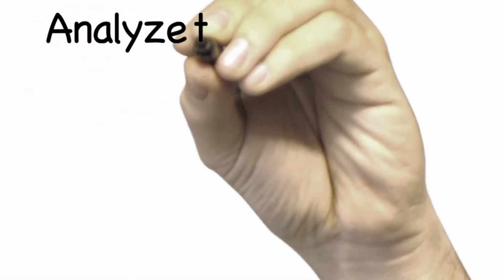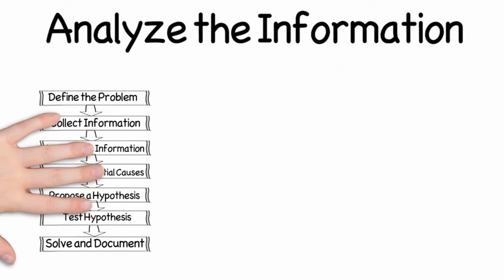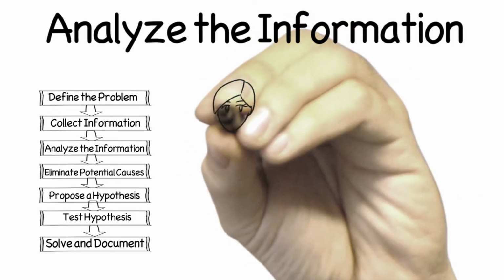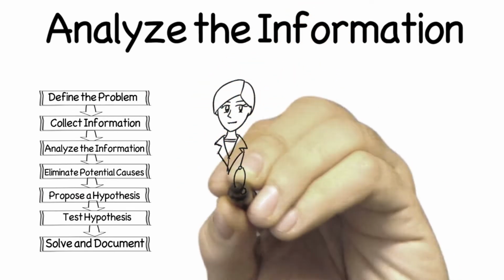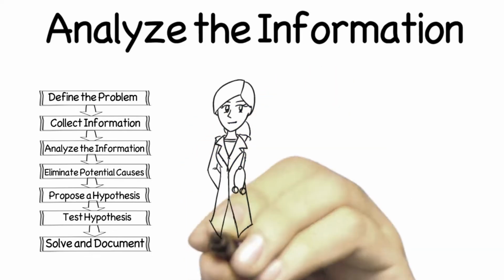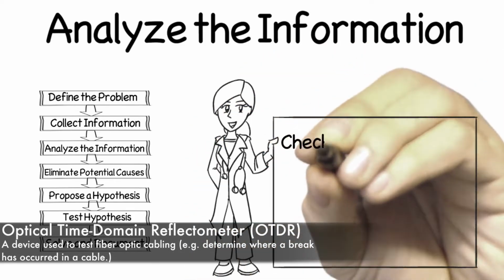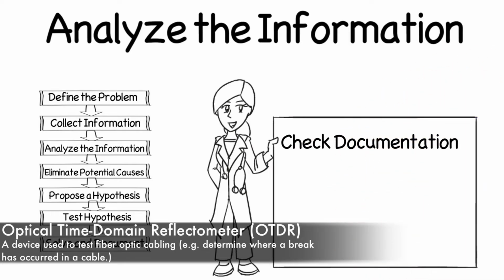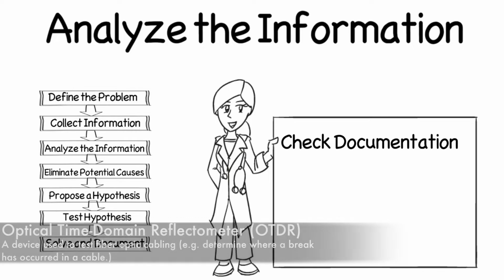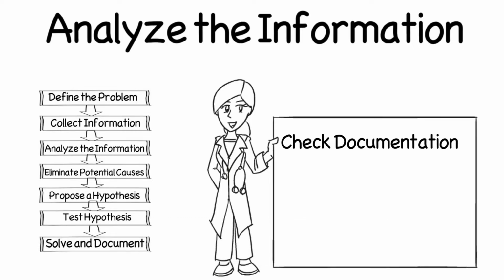We've now collected our information and it's time to analyze it. And when we're analyzing it, it can be really valuable to have network documentation at hand. For example, maybe we have an OTDR, an optical time domain reflectometer. That's something that can detect a cable break in a fiber optic cable, and it can tell us where on that fiber optic cable the break has occurred. Maybe we have a backhoe and it's damaged a fiber optic cable.